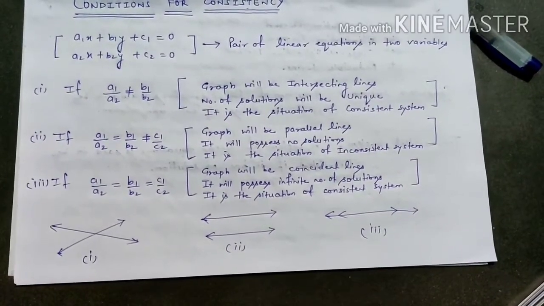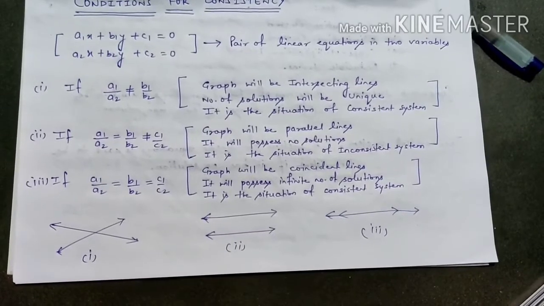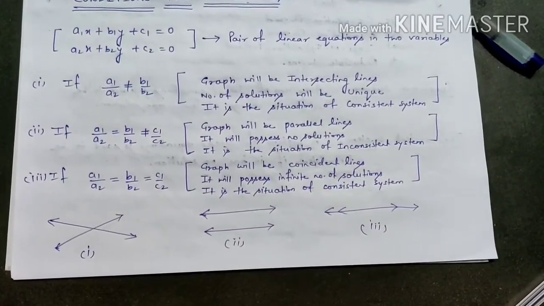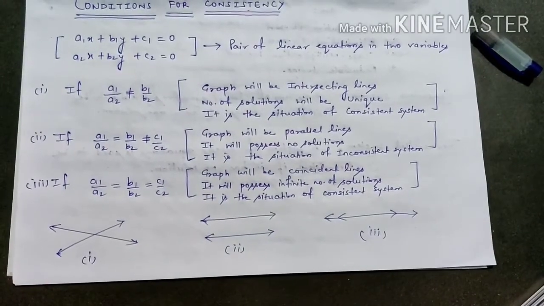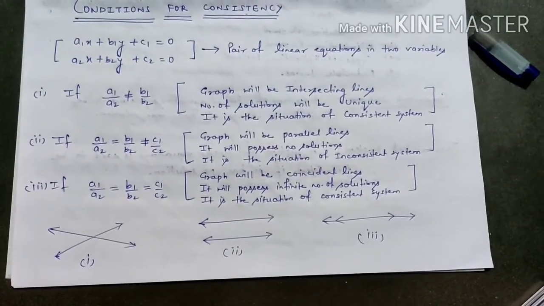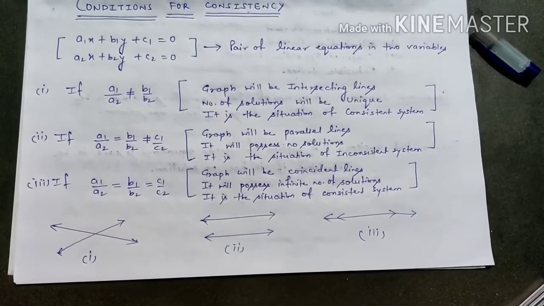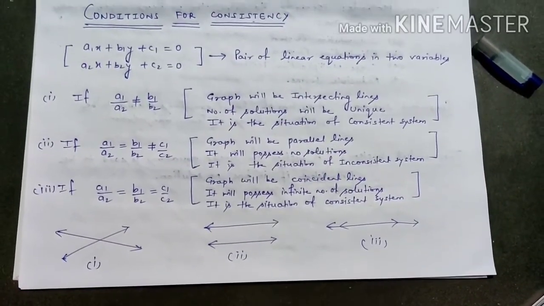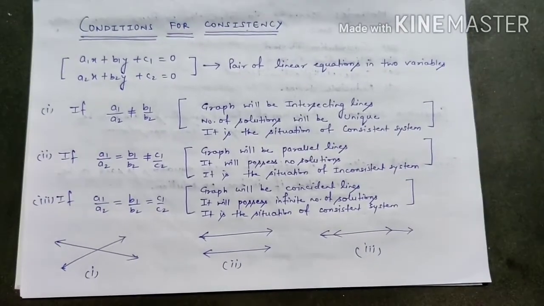And the third, if all three ratios are equal, then the graph will be coincident lines, that is overlapping each other. It will possess an infinite number of solutions. It is the situation of a consistent system. The first one is the intersecting lines, the second one is parallel, and the third one is coincident lines.